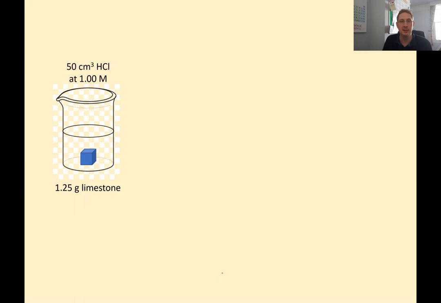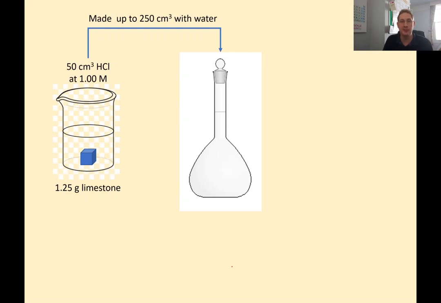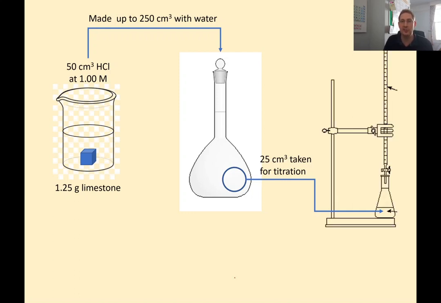But we shall continue. Back titrations. A question might say 1.25 grams of limestone reacted with 50 centimetres cubed of hydrochloric acid at 1 molar. The resulting solution is made up to 250 centimetres cubed with water. We take 25 centimetres cubed for titration. We do the titration, and that requires 30 centimetres cubed of 0.1 molar sodium hydroxide to neutralize.